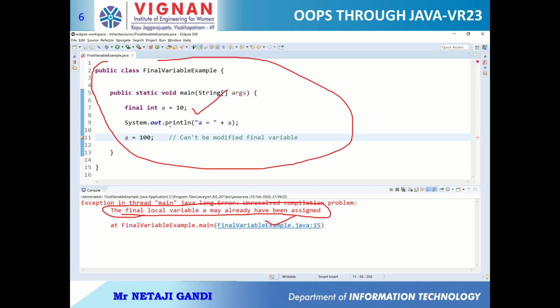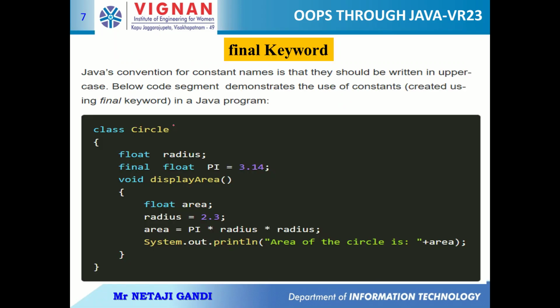The final keyword with variables is used to create constant variables. Constants are created by using the final keyword. It is a one-time assignment, and once we initialize the value with the final keyword, the value cannot be modified. So it is already fixed. Is it clear? Yes, sir. Final variable is clear.